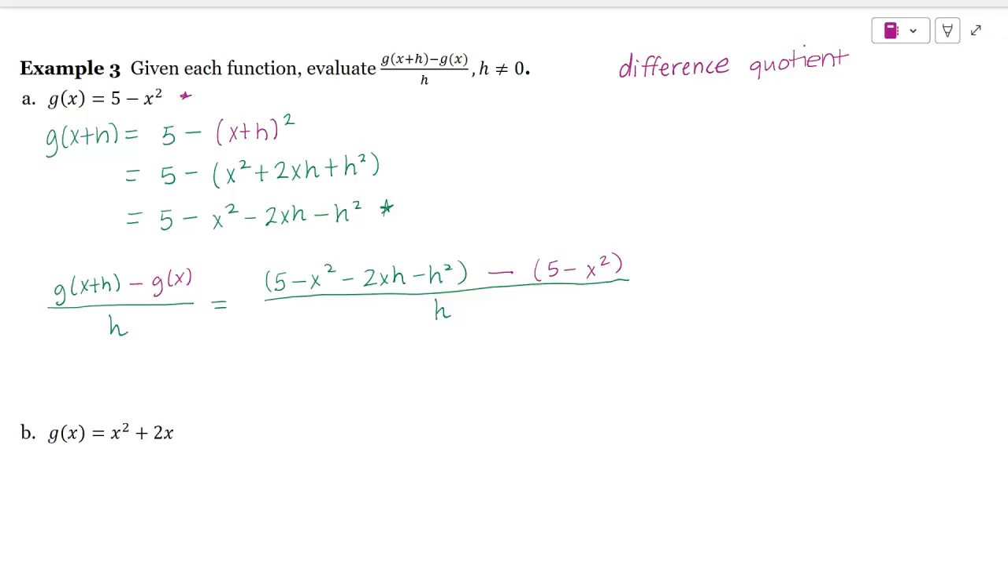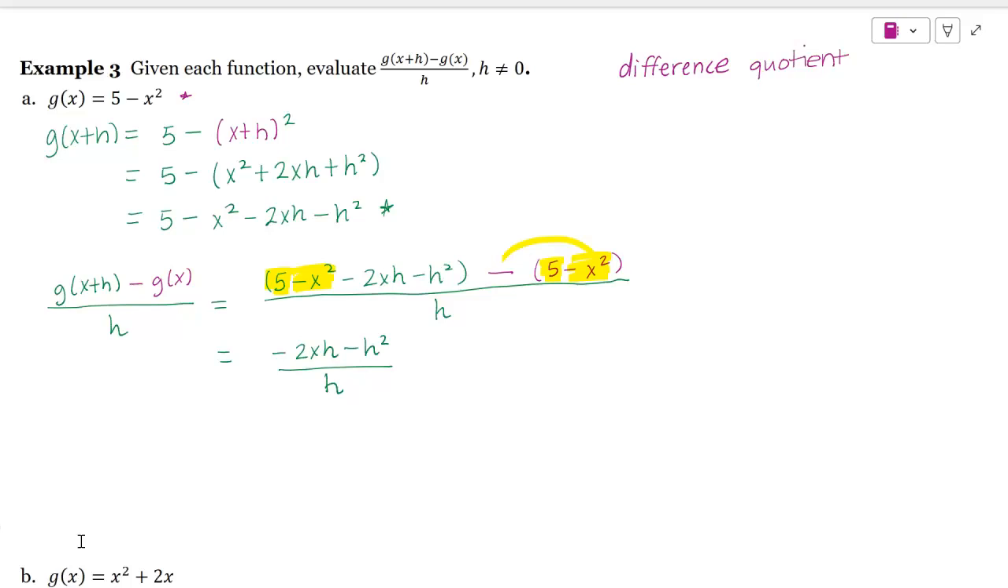Now, if you've done this process correctly, one thing you'll notice is that a bunch of things will cancel. I've got 5 here, and this is going to be a subtracted 5, so those two are going to go away. I've also got a negative x squared here, and this will end up being a positive x squared, so those two items are going to cancel each other as well. So everything in that second set of parentheses should actually cancel. So it looks like what I've got left is negative 2xh minus h squared, and the whole thing is being divided by h.